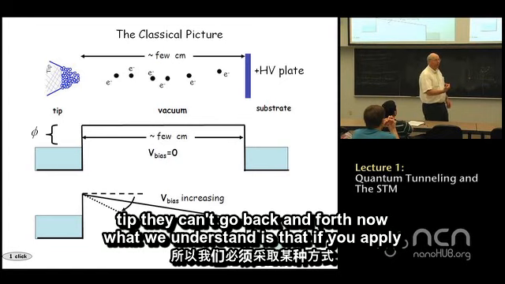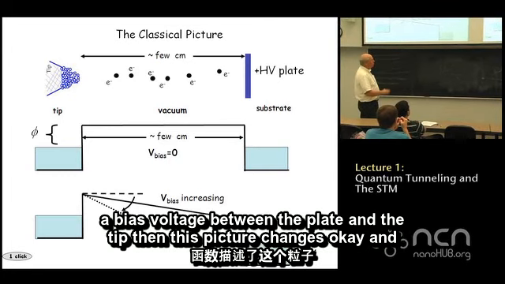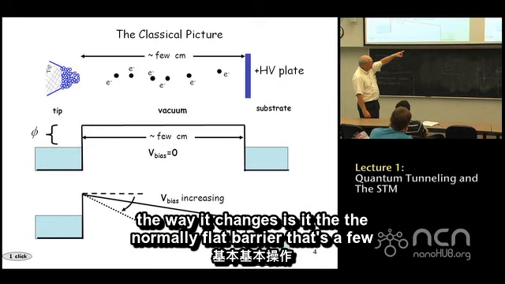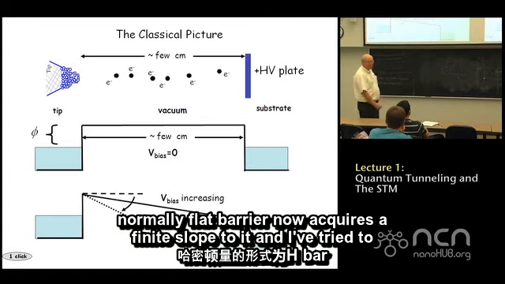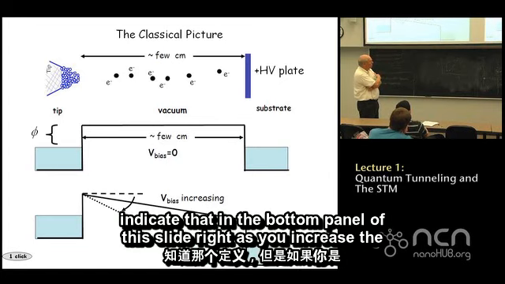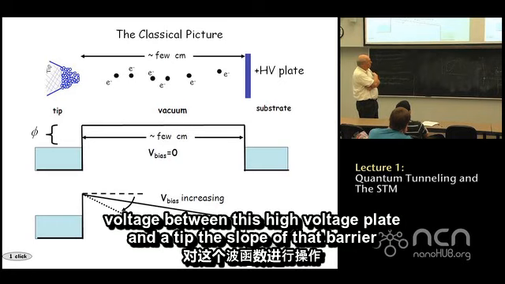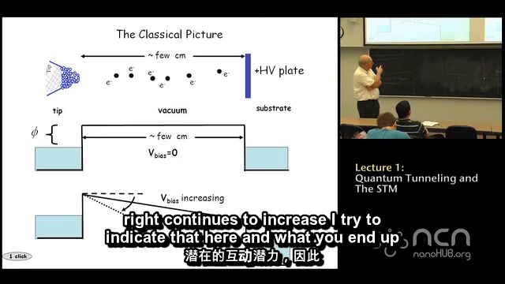Now, what we understand is that if you apply a bias voltage between the plate and the tip, then this picture changes. Okay? And the way it changes is the normally flat barrier that's a few centimeters in physical extent now acquires a finite slope to it. And I've tried to indicate that in the bottom panel of this slide, right? As you increase the voltage between this high voltage plate and the tip, the slope of that barrier continues to increase. I've tried to indicate that here.